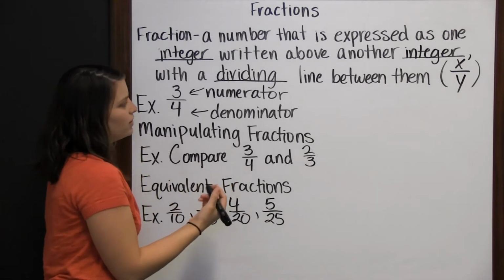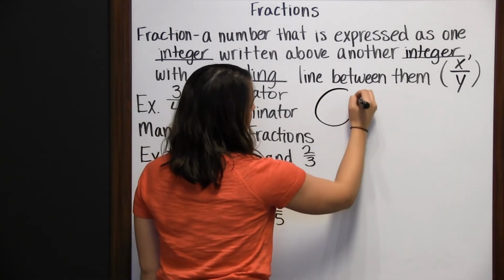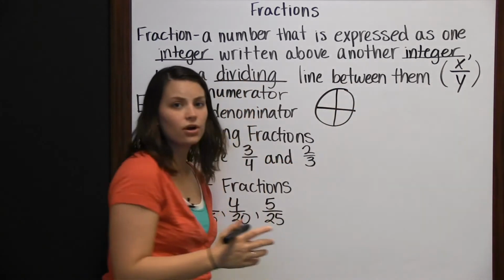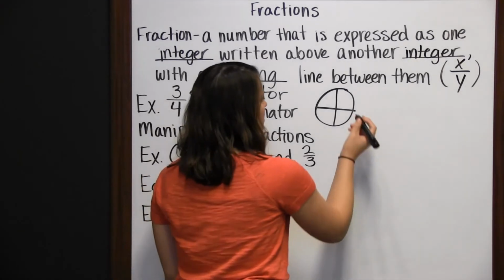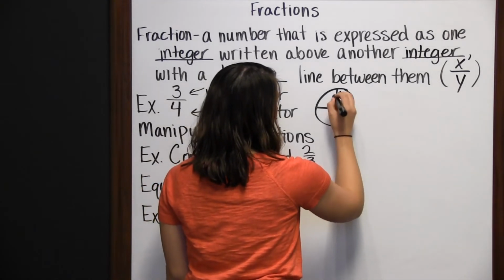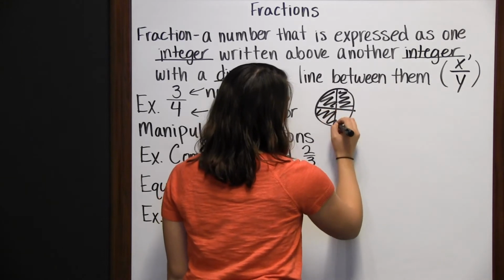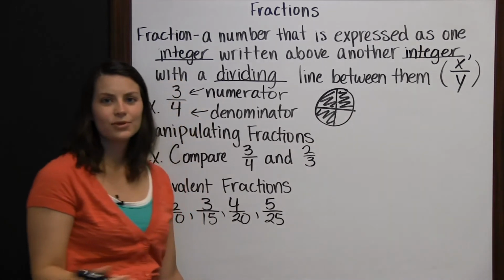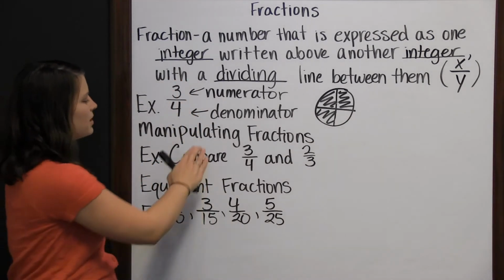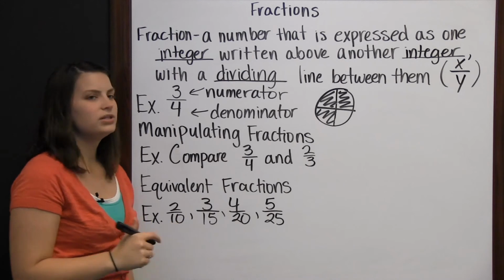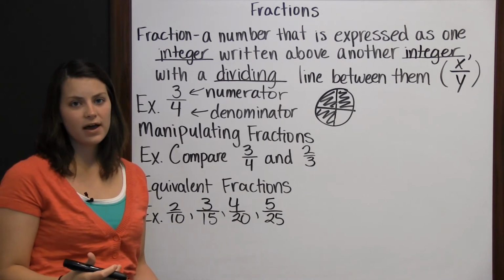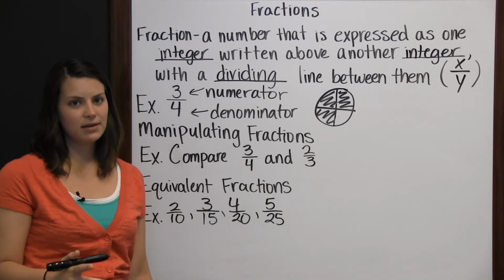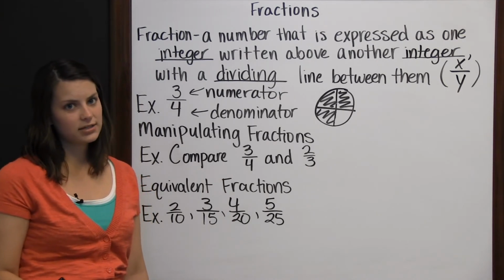So in this fraction, 3/4, we could take a pie shape and cut it into 4 pieces. That's our whole. And the part that's being considered is 3/4. So 1, 2, 3. So now you can see how much of our pie we're talking about, 3/4. We can manipulate fractions, and we do this by multiplying or dividing both the numerator and the denominator by the same number, not by adding and subtracting.